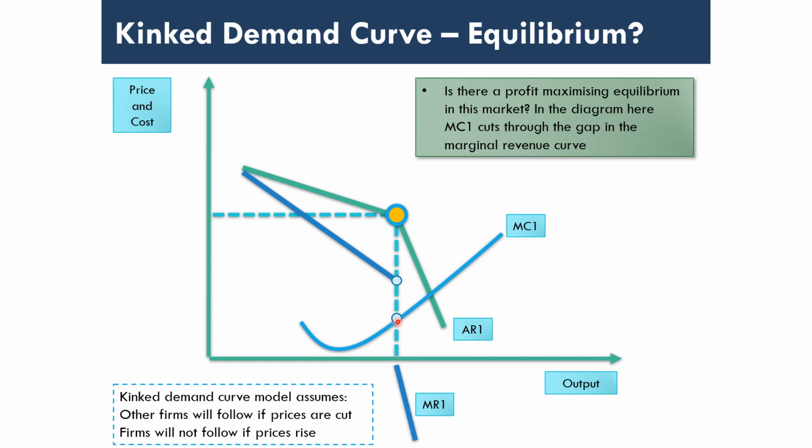So if we were looking at profit maximizing equilibrium, the marginal cost curve here cuts the marginal revenue curve where it's gone vertical and made the jump. So this would still be our profit maximizing level of output here at this level of output, and this would still be our market price.